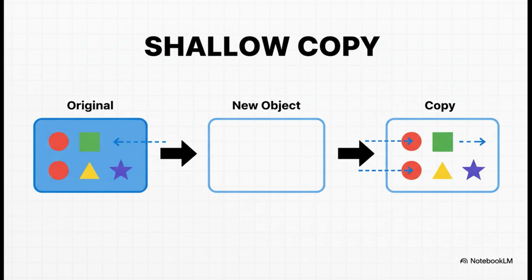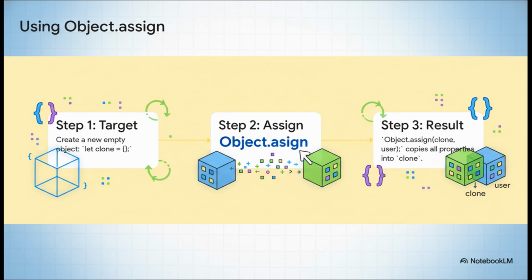Our first stop is something called a shallow copy. The basic idea here is simple. We're going to create a brand new, totally empty object, and then we're going to loop through the original and copy all of its properties over to our new one. Now, a really easy way to do this is with a built-in method called Object.assign. All we do is give it a target, our empty clone object, and a source, our original user object. It then just copies over all the properties, and boom, you've got a shallow copy.